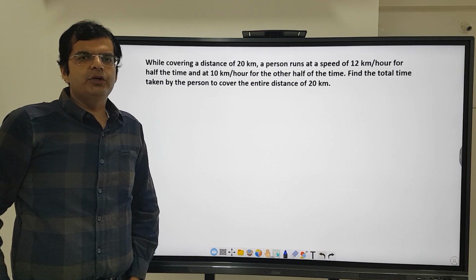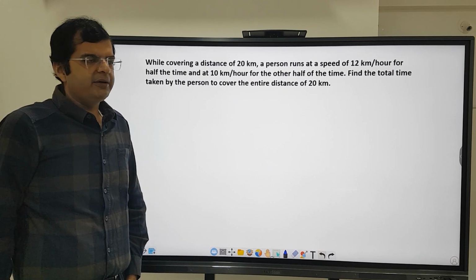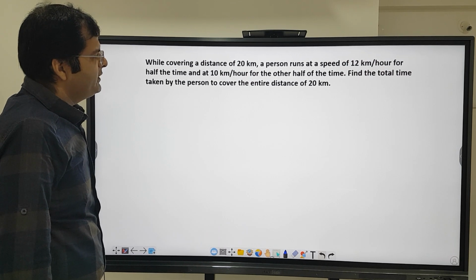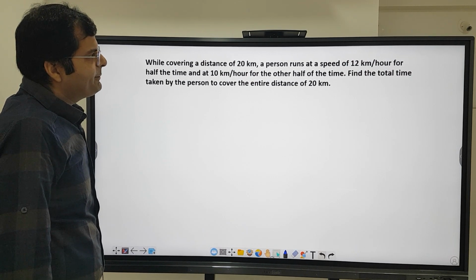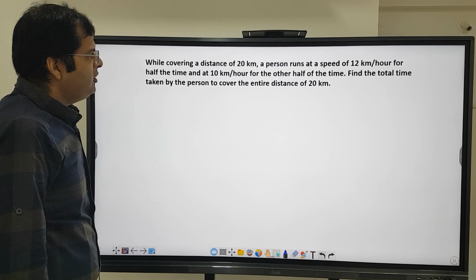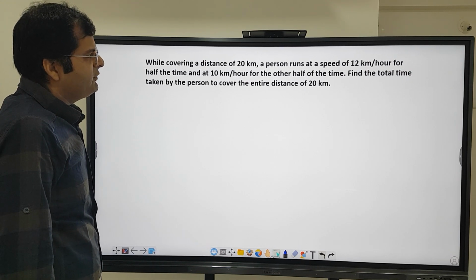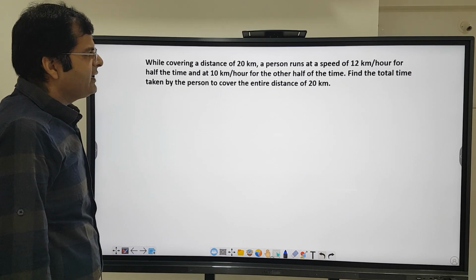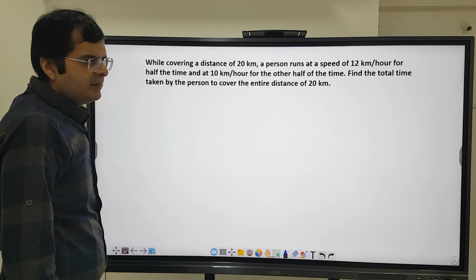So this is the third question of the time speed distance chapter. The question says, while covering a distance of 20 km, a person runs at a speed of 12 km per hour for half the time and at 10 km per hour for the other half of the time. Find the total time taken by the person to cover the entire distance of 20 kilometers.